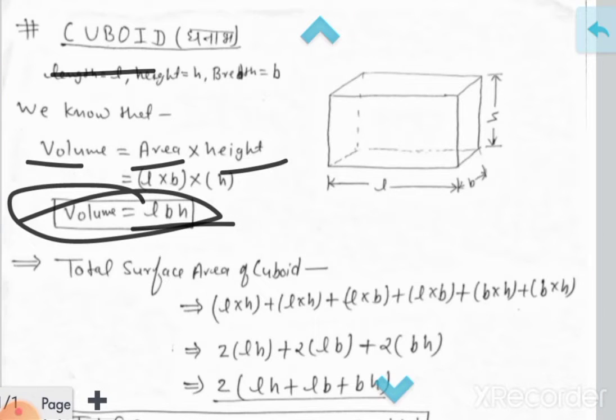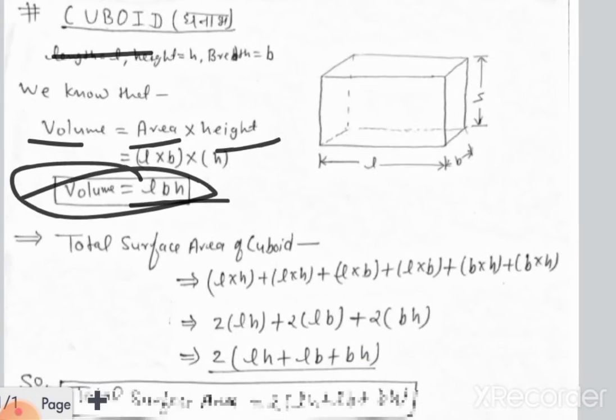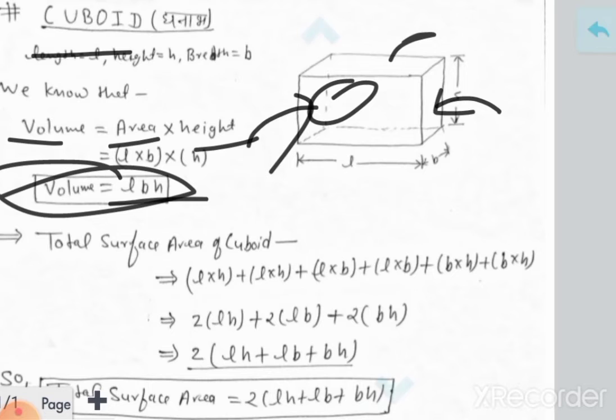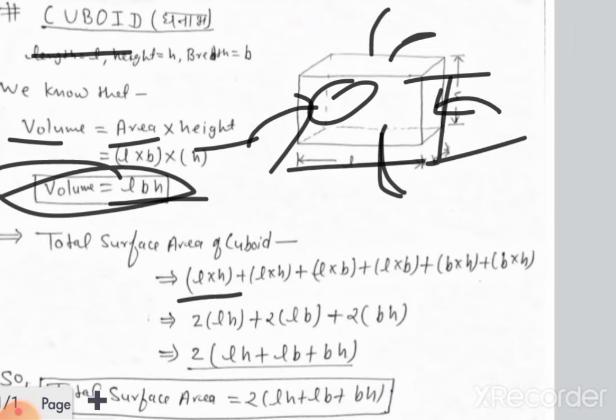After that, we find the total surface area of the cuboid: the front face area, back face area, right face area, left face area, top face area, and bottom face area. All 6 face areas are included in the total surface area. First we take the front face area. Length is L and height is H. Then L into H is the front face, L into H is the back face.